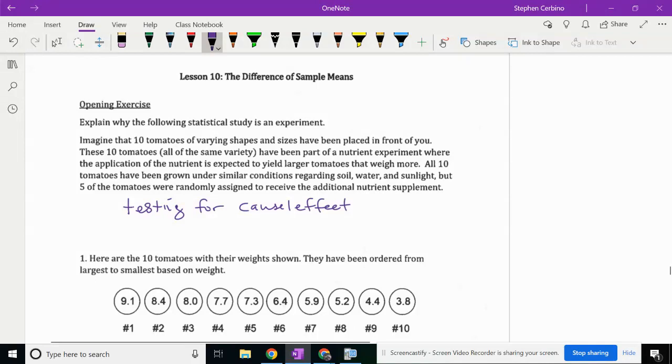You could have said there's a test group and a control group, right? The test group meaning the plants that got the additional supplements, and the control group the plants that got just regular water and sunlight.